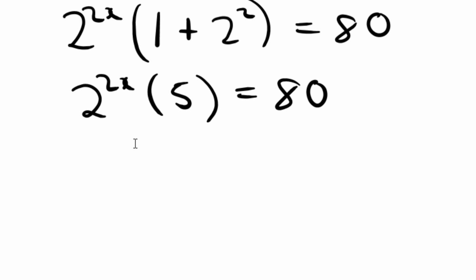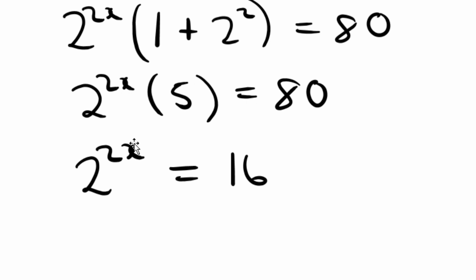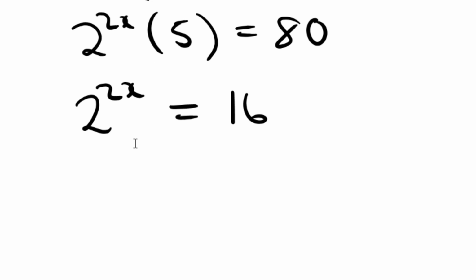From here we want to write 2 to the power of 2x. Now we divide both sides by 5. We have 2 to the power of 2x. We divide by 5, it goes away, and on this side we have 80 divided by 5. That should be 16, because 40 divided by 5 is 8. And then you put 16 there.